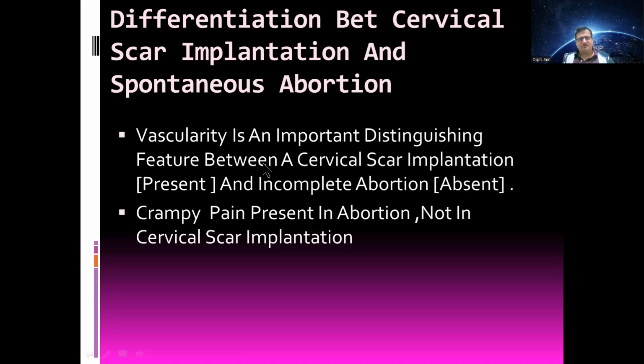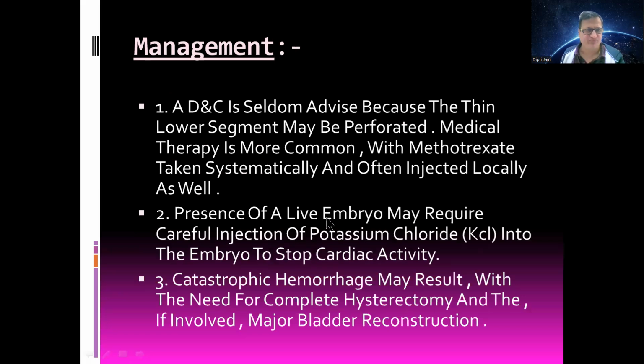But how can we differentiate between cervical scar implantation and spontaneous abortion? So vascularity is an important distinguishing factor between the cervical implantation and incomplete abortion. In cervical scar implantation, vascularity is present. In incomplete abortion, it is absent. And crampy pain is present in abortion, but not in cervical scar implantation.